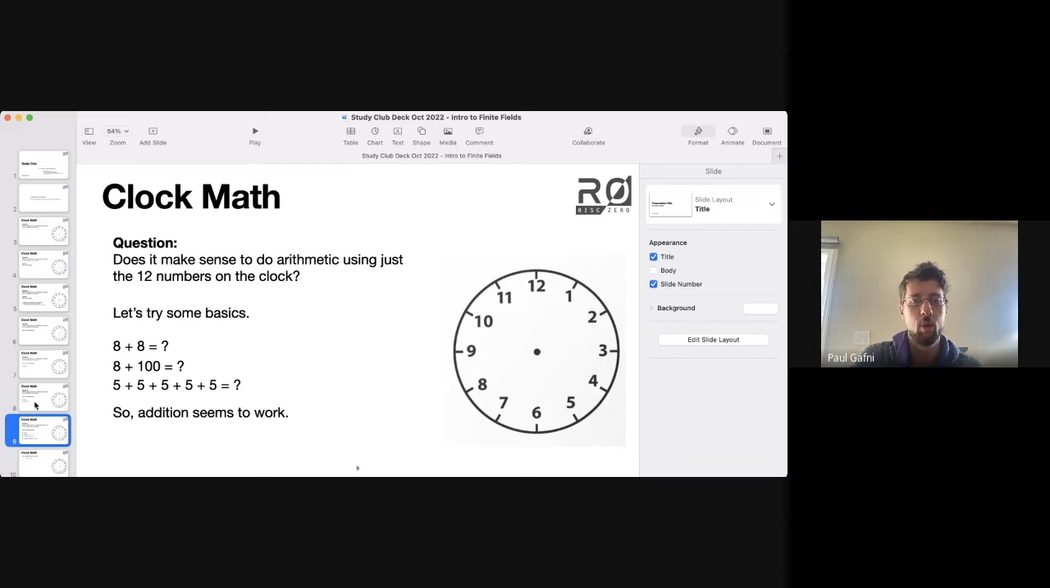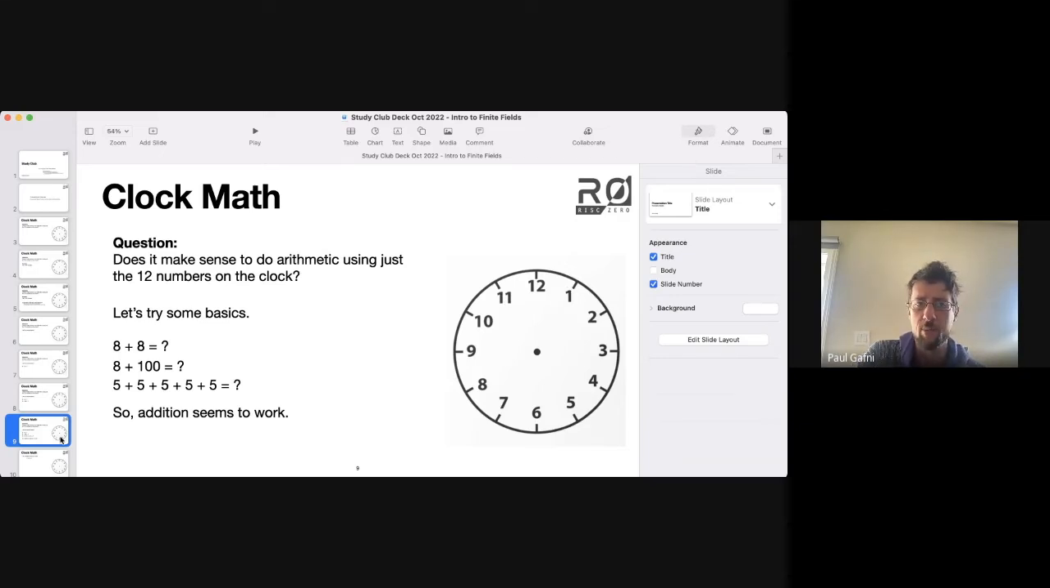Similarly, we could just start at 5 and start counting. 5 + 5 + 5 + 5 + 5, well, it gives me 25. It's going to end up equaling 1.